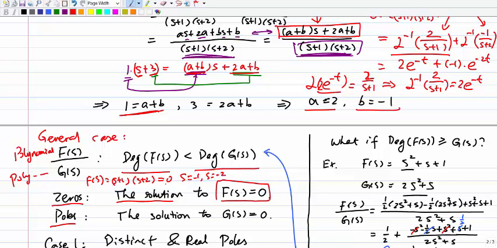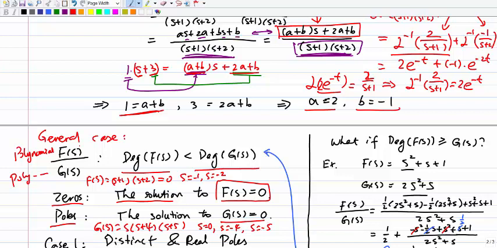Okay. Similarly, the poles are the solutions when you set the denominator to be 0. For example, if my G(s) is s(s plus 4)(s plus 5), your solutions will be s is 0, s is -4, s is -5. So you have three poles. Okay, so that's how we define zeros and poles for F(s) over G(s).